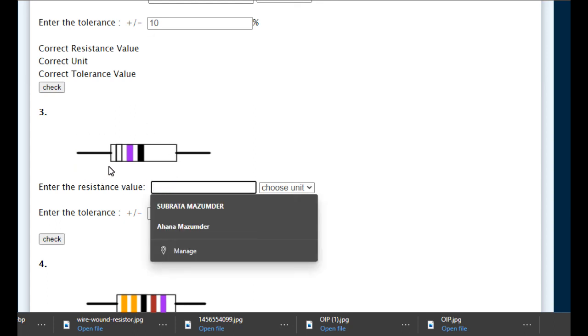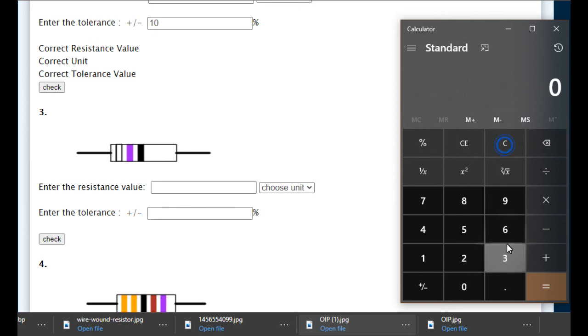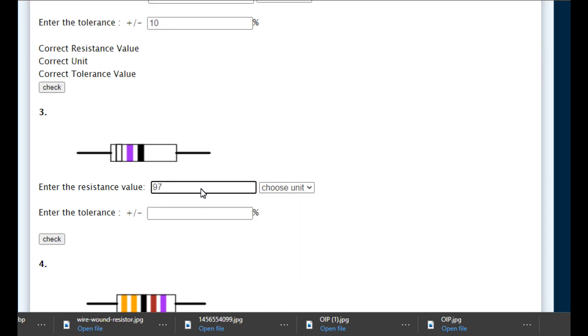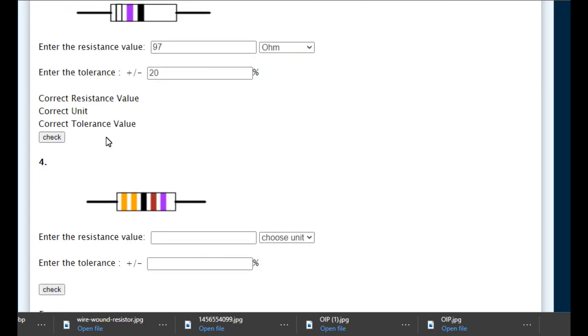This is the third case, where your first band is white. White means 9, the second one is violet, that means 7, and the third band is black, that means your multiplier is 1. So you should get the value of 97 ohms. Enter 97, choose the unit as ohms. There is no tolerance band, that means 20%. Check. See, everything is correct.